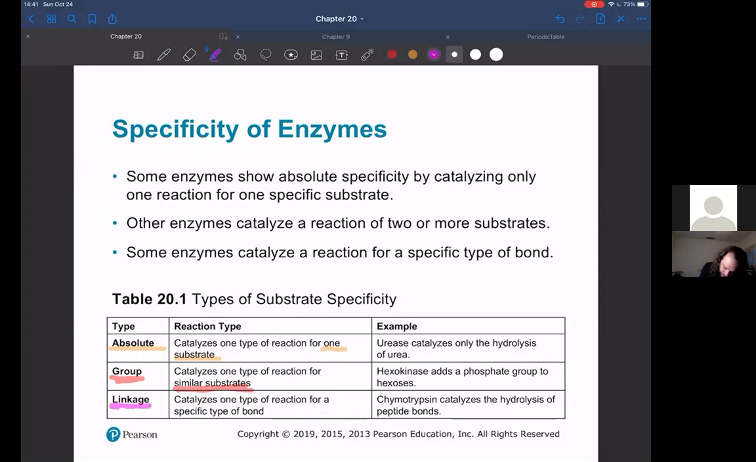And then the last one is linkage specificity, which catalyzes a type of reaction for a specific type of bond. For example, the digestive enzyme chymotrypsin in your stomach catalyzes the hydrolysis of peptide bonds. It doesn't matter which peptide bond it is, whether it's an alanine and a glycine or a tryptophan and a glycine. All it does is recognize that peptide bond and catalyze the breakage, the hydrolysis, of that peptide bond.